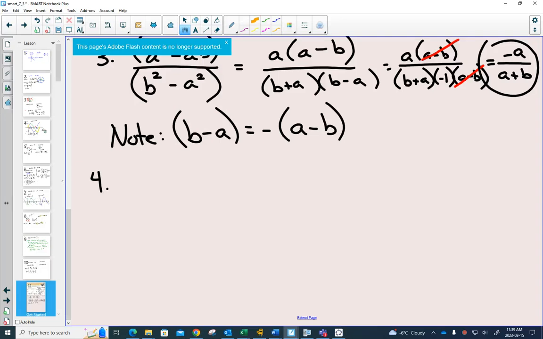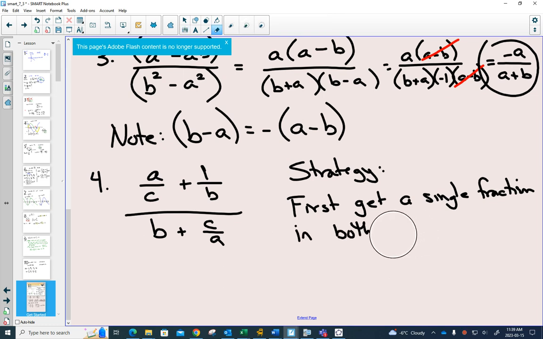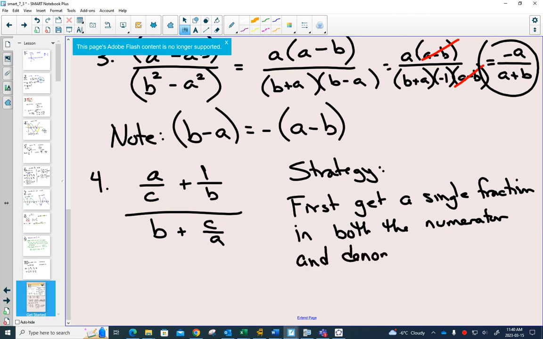And for number 4, and number 4 probably shows up the most in this unit, we have a over c plus 1 over b, all divided by b plus c over a. So we're going to sort of use the strategies that we had before, but I'm going to describe it out a little bit more. First, we're going to get a single fraction in both the numerator and denominator. Then we're going to divide.